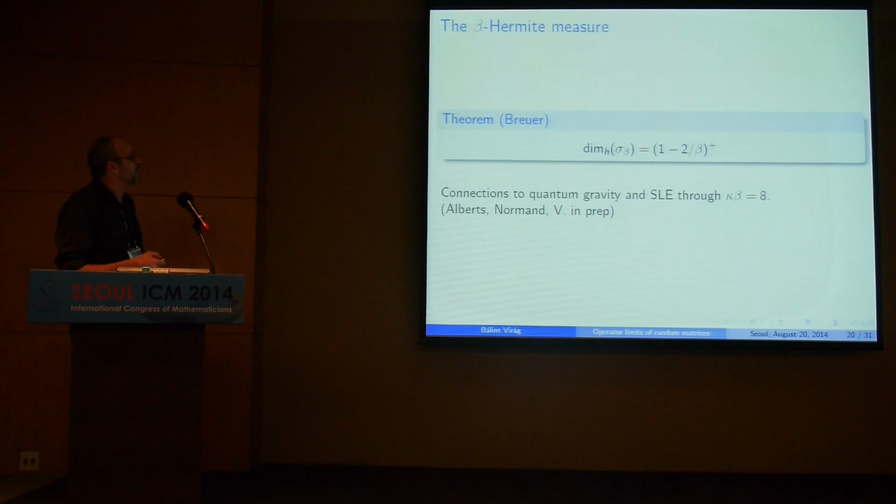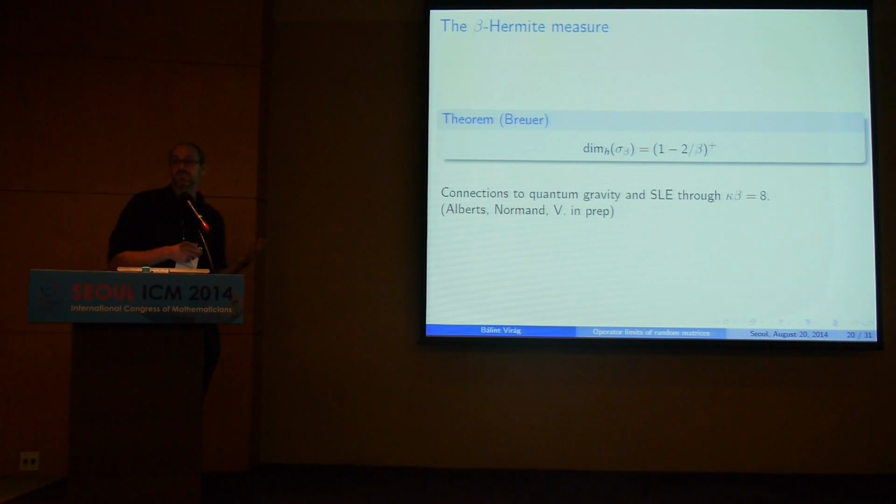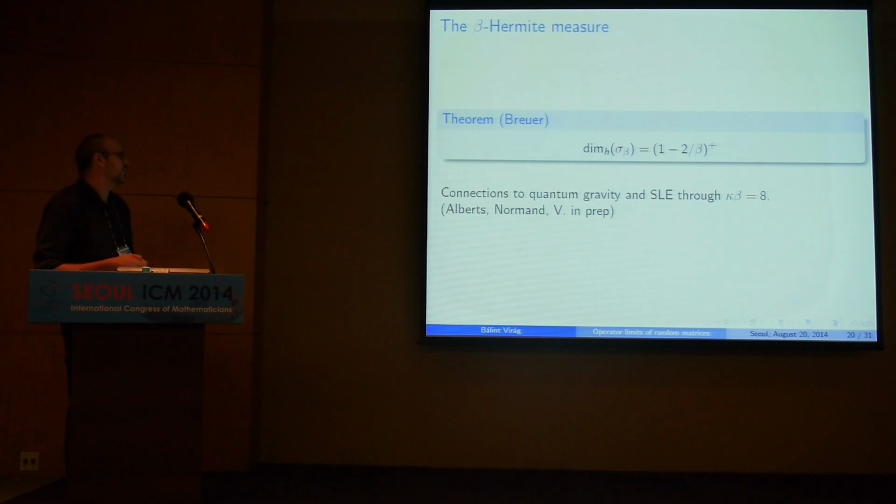There is a nice theorem of Jonathan Breyer that if you look at the Hausdorff dimension of this measure, then it's exactly 1 minus 2 over beta, taking the positive part. It actually says a little bit more: when the thing inside would be negative, then this measure is going to be a pure point measure, just a bunch of points. There are very nice connections to be explored to quantum gravity and SLE, where these dimensions also come up through the standard identification of kappa in SLE and beta.